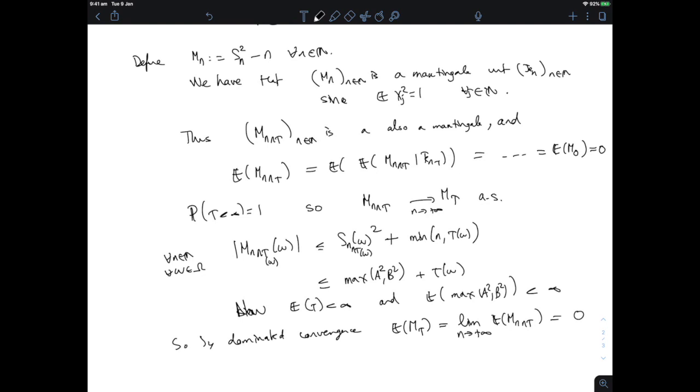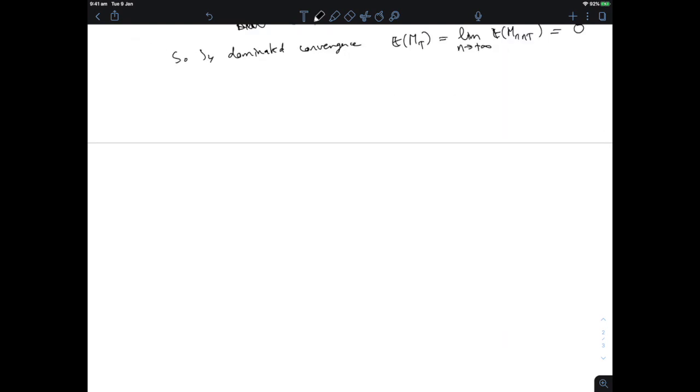Now that has a neat consequence. Okay, so 0 is the expected value of M of tau. But what is the expected value of M of tau? It's the expected value of S of tau squared minus the expected value of tau. Therefore, the expected exit time for this interval minus B, A is the same as the expected value of S of tau squared.